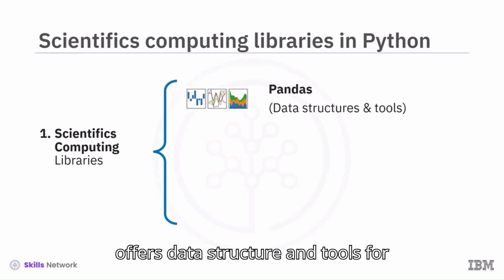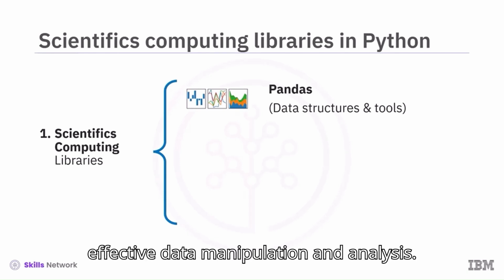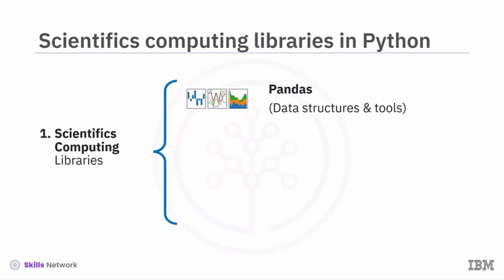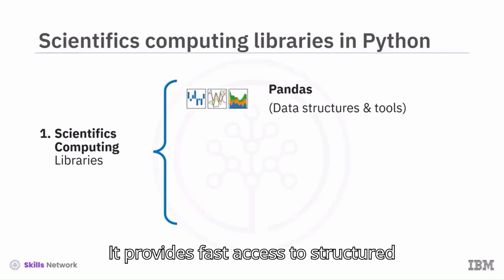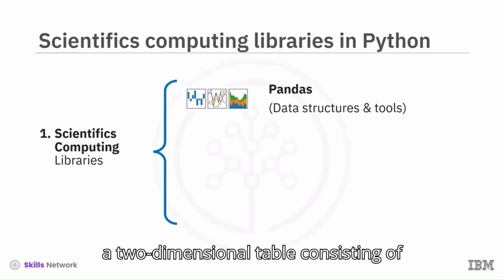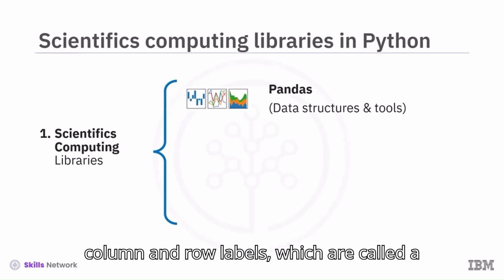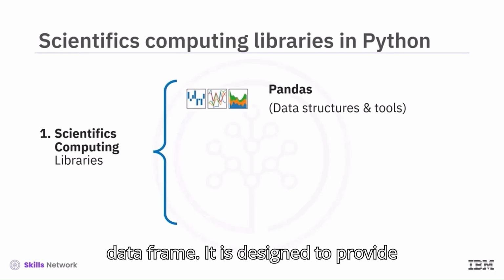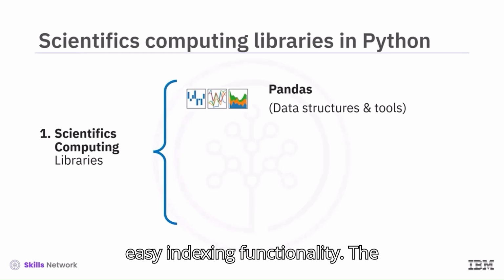Pandas offers data structure and tools for effective data manipulation and analysis. It provides fast access to structured data. The primary instrument of Pandas is a 2-dimensional table consisting of column and row labels, which are called a data frame. It is designed to provide easy indexing functionality.